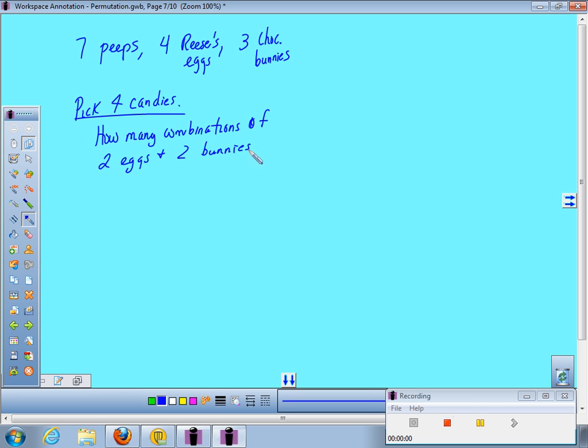Now the question is, how do I pick 2 of these and 2 of those? You do the combination separately. You go, okay, first of all, why is it a combination and not a permutation?